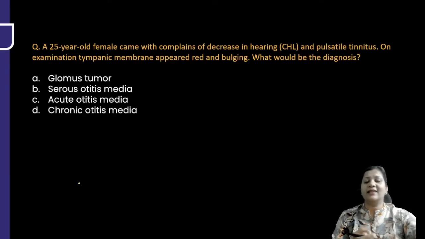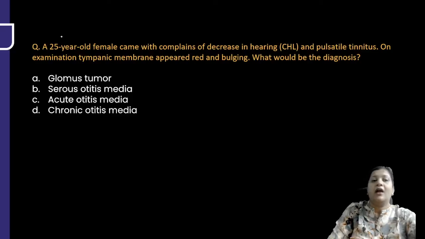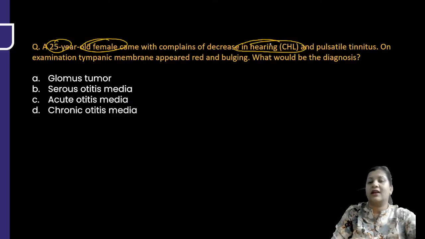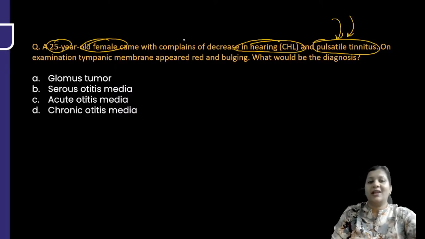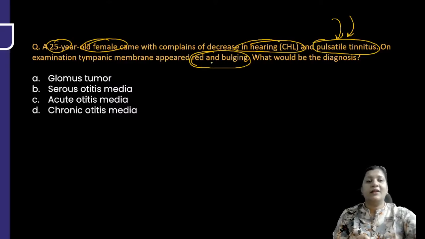Okay, the next question, which is again a repeat. A 25-year-old female coming to you with decreased hearing and pulsatile tinnitus. If you hear the word pulsatile tinnitus, something has to strike you. Examination showed a red and bulging tympanic membrane. What could be the diagnosis? Glomus tumor, serous otitis media, acute otitis media, or chronic otitis media?